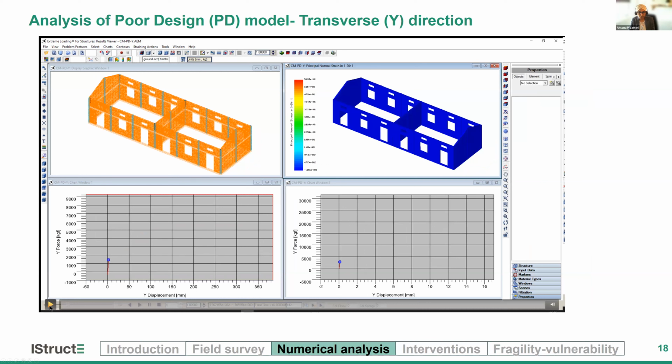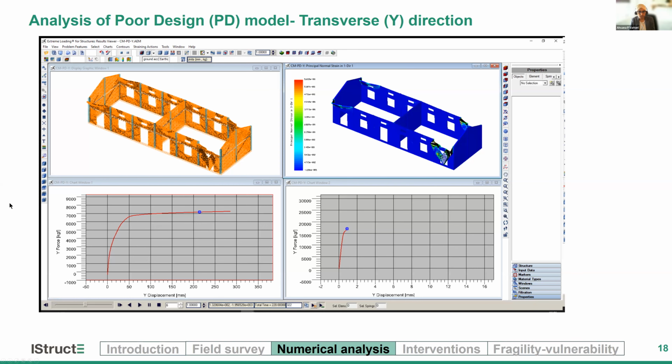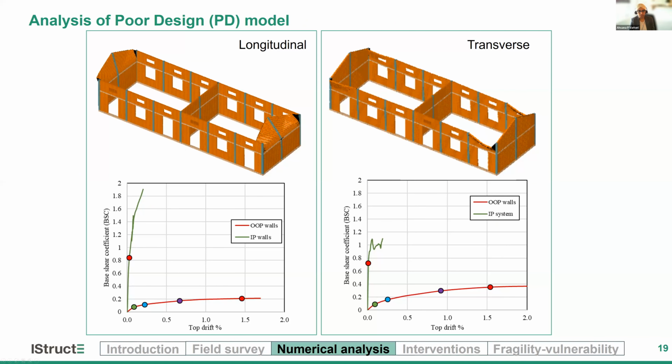Similarly, in the other, perpendicular direction, we see this kind of behavior. Most of the building still remains intact, while only the out of plane components above the lintel are failing. And here again, we see there is a significant difference between the deformation of out of plane and in plane walls. So the first intervention, coming to the interventions, this is the final result of the capacity curves in both longitudinal and transverse direction.